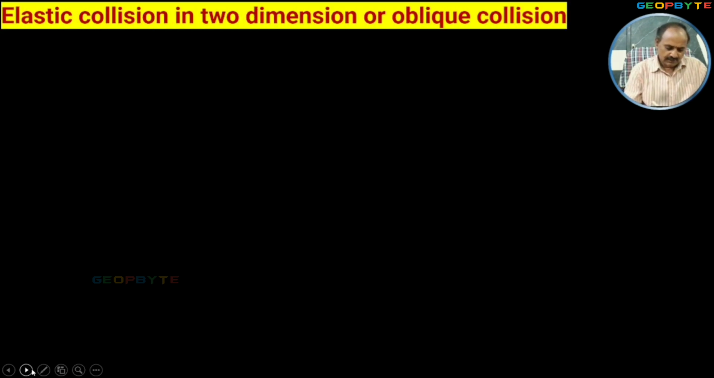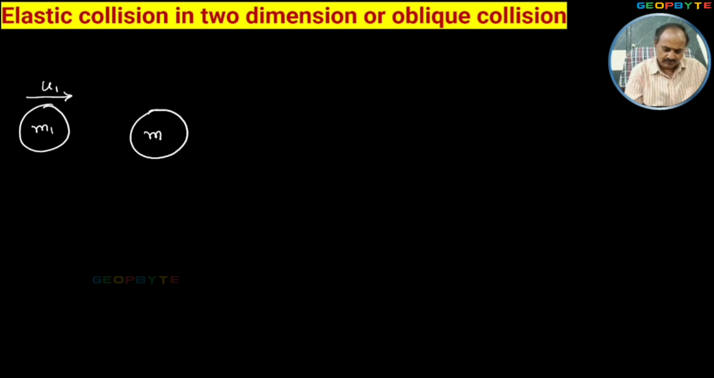Dear students, now let us discuss elastic collision in two dimensions, also called oblique collision. For that, let us consider two bodies. Let body 1 of mass m1 maintain the velocity u1, and the second body maintain the mass m2 with the velocity u2.